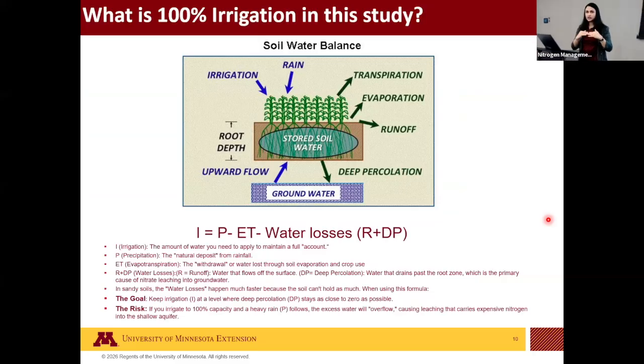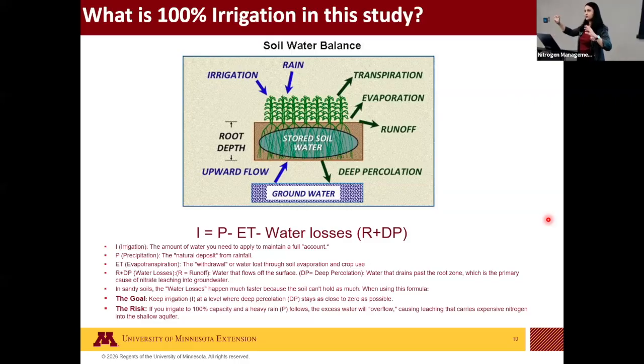There's a risk in doing that. The risk is that when the rain comes, we do not have enough room to store that rainwater, but that's the risk that we were taking. We wanted to see what happens when we do 100% irrigation and it rains. Is there more leaching losses or not? So our 100% is we are kind of matching the crop demand. So P minus ET, precipitation minus ET, is our irrigation.